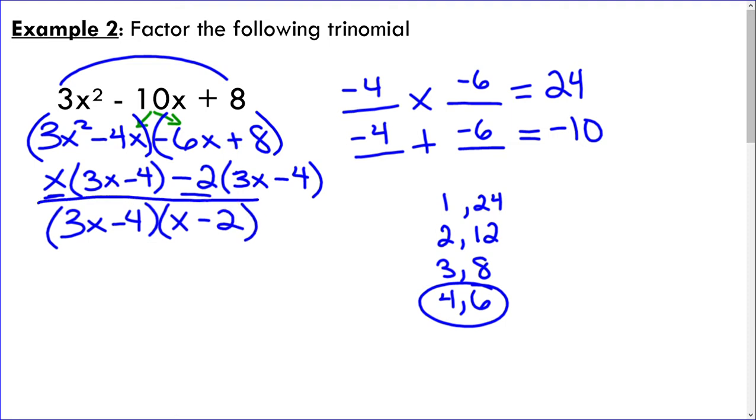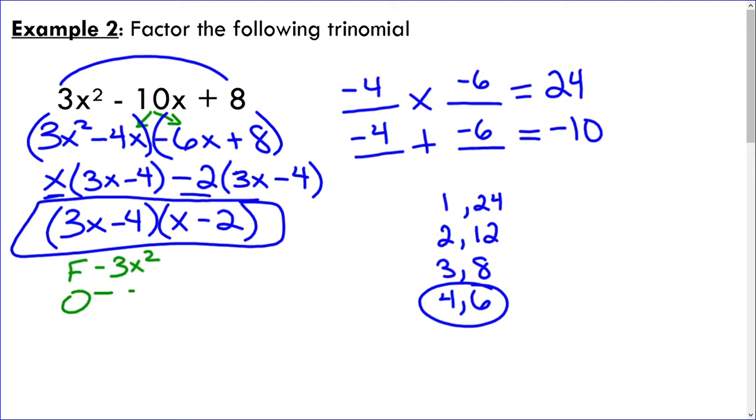And so this would be my factors for my type 2 trinomial. I could go through the same way and expand it back out and make sure I have the right answer, because all I have to do is FOIL this out to check and see. So my first 2 terms would give me 3x squared. My outside terms would give me 3x times negative 2, which is negative 6x. My inside term would give me negative 4x. And then my last term would give me positive 8.